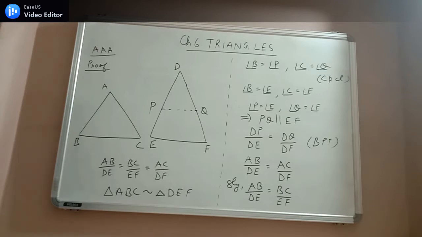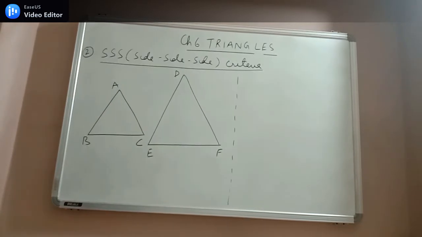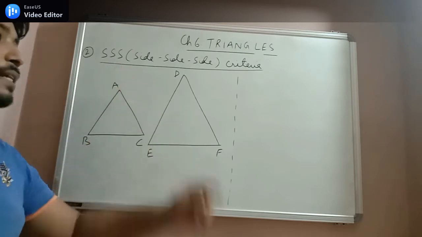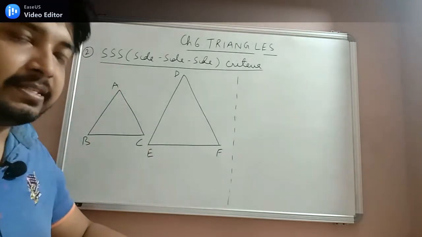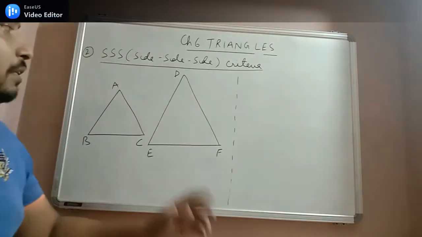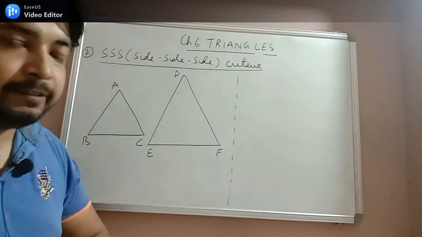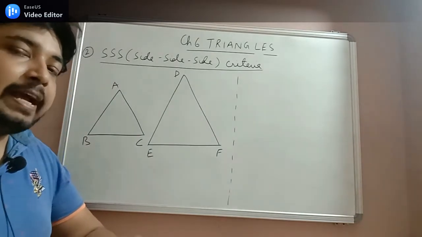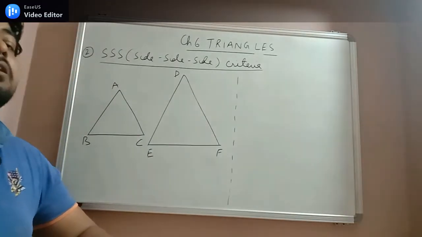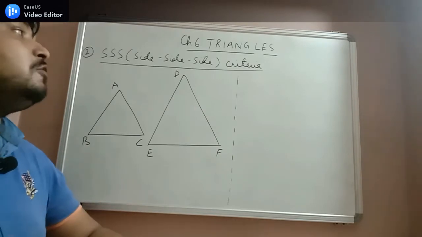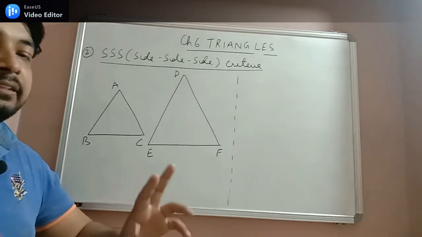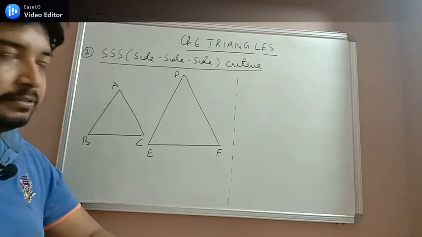Alright, now let's discuss the next theorem. Alright students, let's take up the next criteria for similarity of triangles, that is SSS, the side criteria. Let us consider two triangles ABC and DEF. This criteria says that if sides of one triangle are correspondingly proportional to the sides of another triangle, then the two triangles are said to be similar.